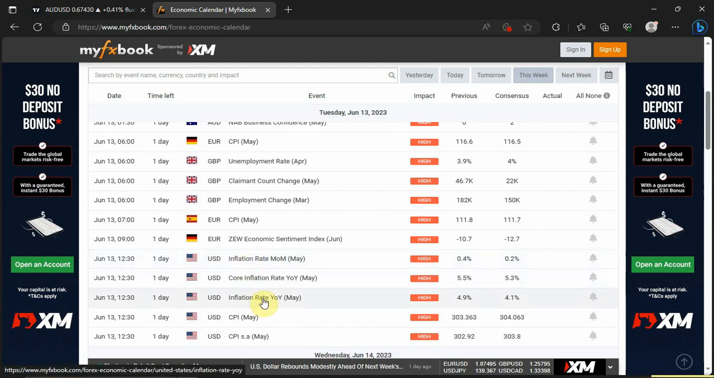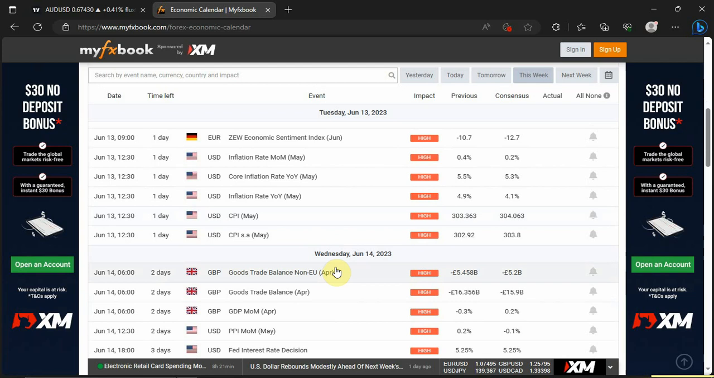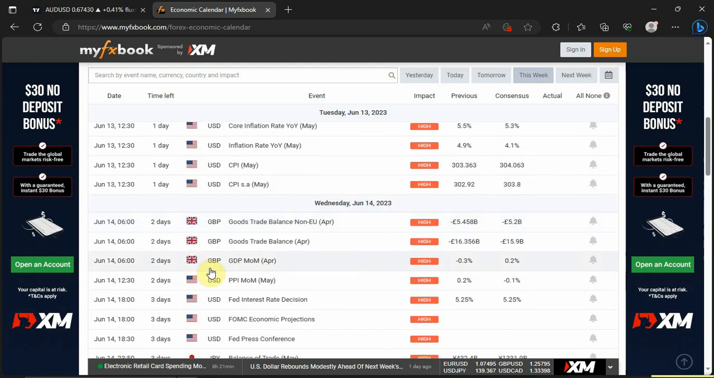And we have CPI for the USD, right? And so within Tuesday, the major news that I'll be expecting to see on the market is CPI, all right? The major news is CPI, so we better watch out for that. It's one of the major news that I always expect to see, and we are having it this coming Tuesday. So do expect it. On Wednesday, we have GBP goods and trade balance. We also have GBP GDP, and we have USD producer price index.